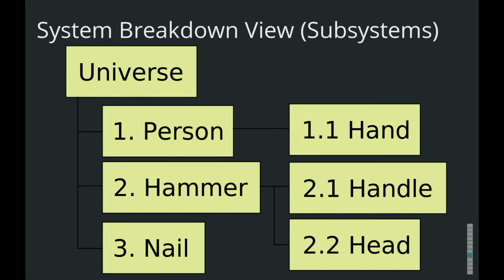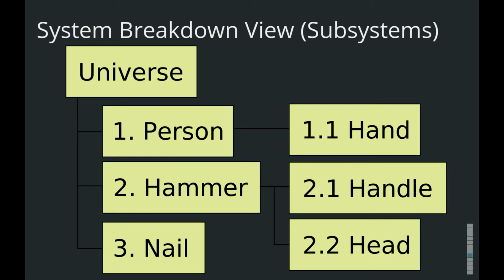What subsystems does the nail have? None really, because it's just one middle thing. It's just one piece. It's not made of any parts. It has a sharp end and a head end, but it's still only one piece, and so we'd say it's only one subsystem, and it doesn't break down any further than that. But this view is missing something important. It's missing our interfaces. Where do they fit in?